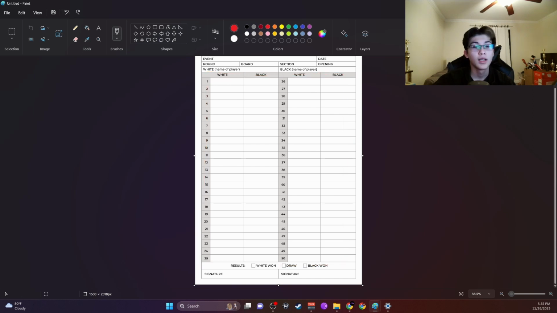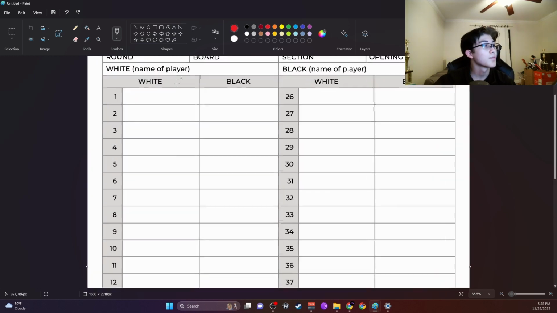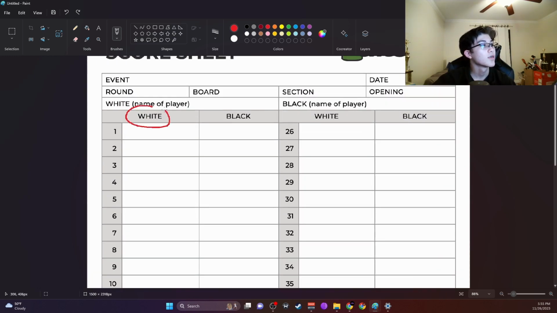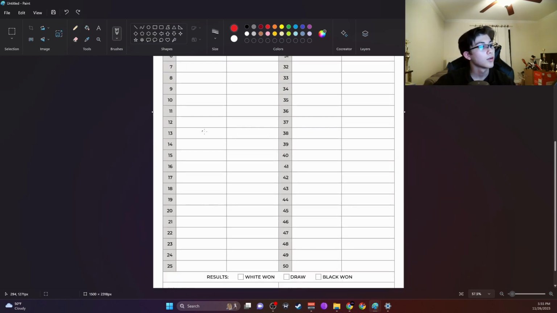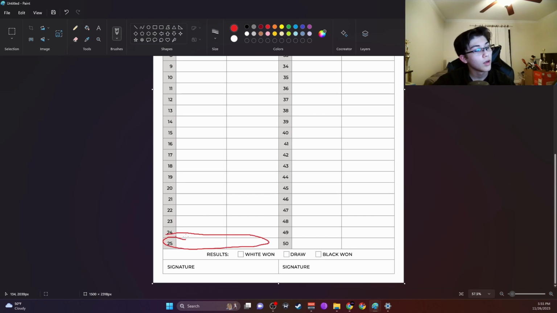These two tables here are where we're going to actually be putting down our notation. So the way this works is we have white's first move in this cell here. And then after white makes their first move, black will make their first move, and it'll be black's first move in the cell here, right? And then after black's first move, white will make their second move. So white's second move will be in this cell here, right? And this pattern is going to continue all the way down to the end of the table.